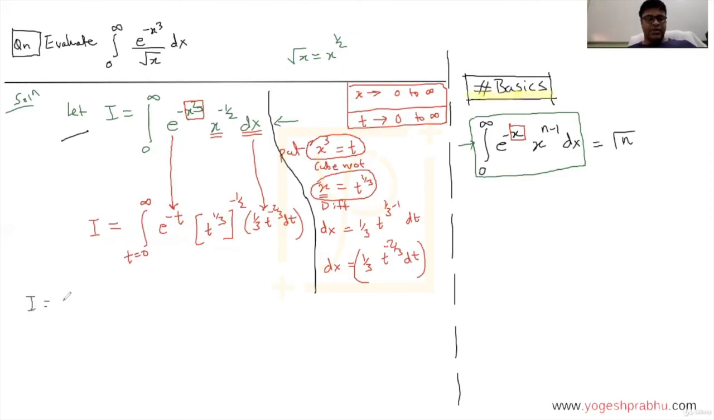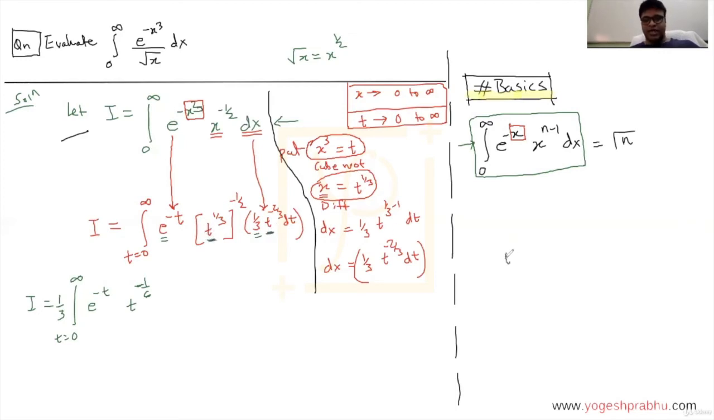I is equal to integral t will go from 0 to infinity, and I can take this 1 by 3 out. So this is 1 by 3 constant. I'll write it over here. That's 1/3. And then this is e raised to minus t, that I took this term. And then this will be t raised to 1 by 3 raised to minus 1 by 2, which will be t raised to minus 1 by 6, this term here. And then I'll merge this also with this.